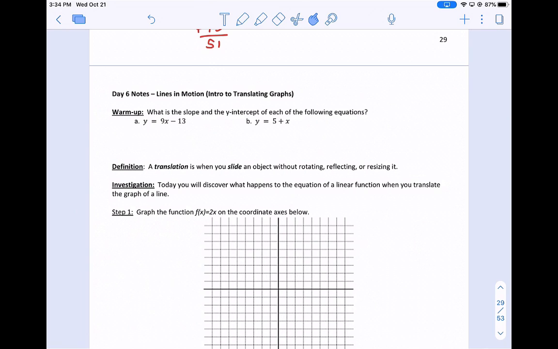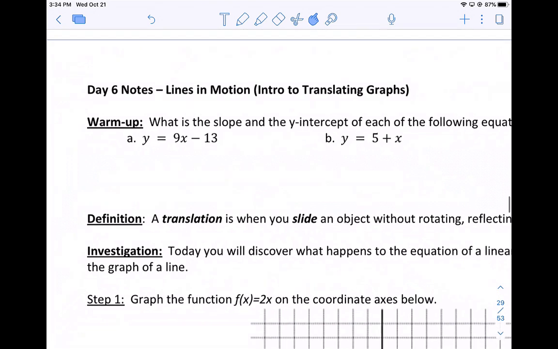Day 6, we are going to start looking at lines in motion. We're going to start talking about translating functions. So for the warm-up, what is the slope and the y-intercept of each of the following equations? So this goes back to Algebra 1. Also in geometry, we discussed how to graph a line in slope-intercept form.